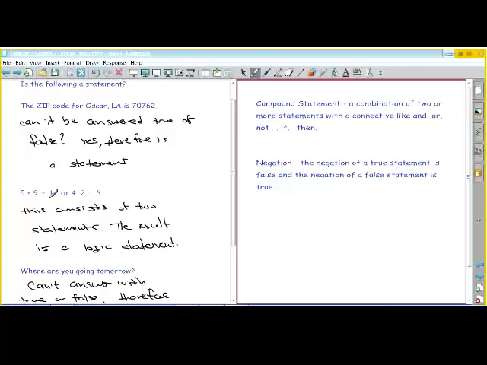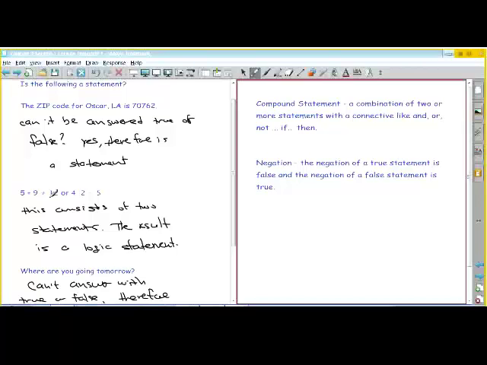And then there is what's called a negation. A negation just means that if you have a statement, whether it's true or false, the negation of a statement is the opposite truth value. So if I said it is Monday, that's a true statement. The negation of that statement is it is not Monday. Now if I said it is Saturday, that's false. So the negation of it is not Saturday.